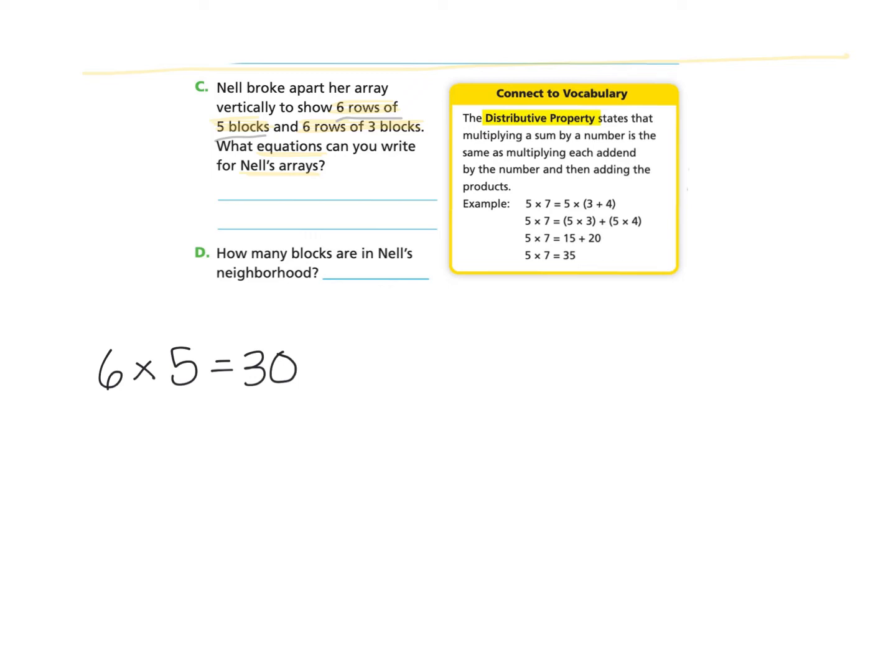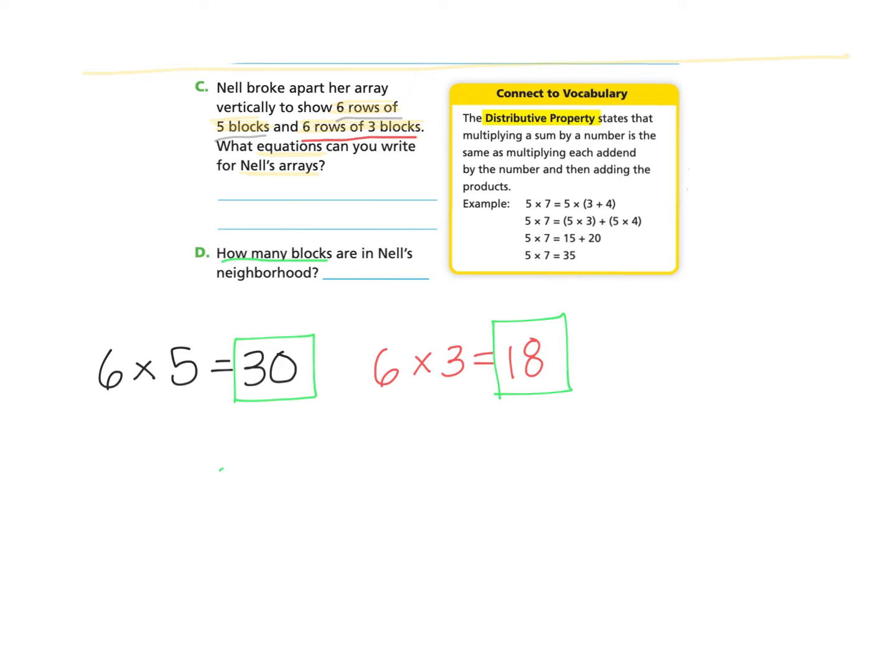And then the other information that they provide says 6 rows of 3 blocks. So here we're going to write 6 rows, and in each row there are 3 blocks. And we can find the product of 6 times 3 is 18. So there are 2 equations that we can write. And when we look at part D, we notice that they want to know how many blocks are in Nell's neighborhood. So we need to take the products that we found when she broke apart her array, and we need to put them together. We need to add them together.